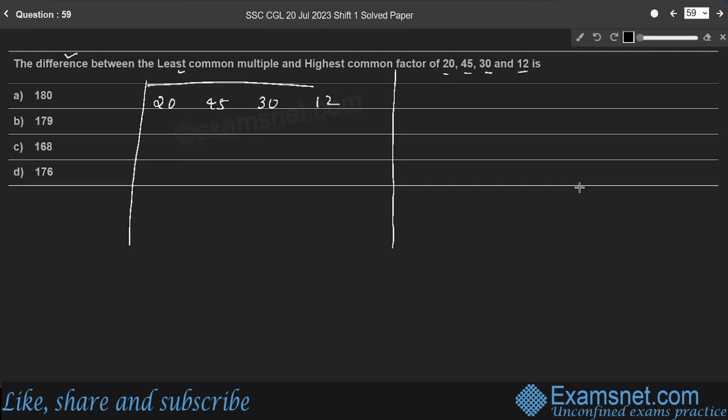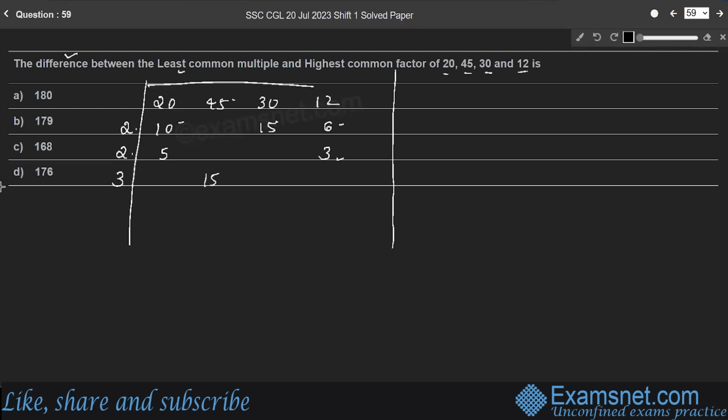So to find the LCM, here we'll start with 2. Take all the factors of the given numbers which are common here. So 2 into 10, 2 into 15, 2 into 6. Again, we have 2 numbers which are even, so again we'll check the divisibility by 2. So 2 into 5, 2 into 3. The next number after 2 is 3. So we have 15, 45 and 3. These three numbers are divisible by 3.